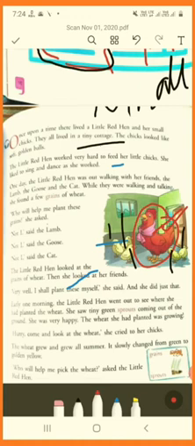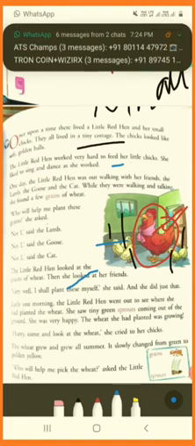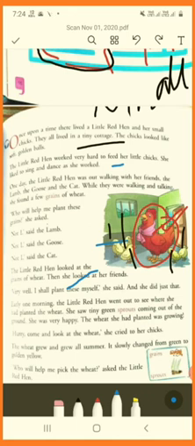So what happens here? Let's move on. So one day the little red hen was out walking with her friends, the lamb, the goose, and the cat. So what happened one day? One day the little red hen was out walking with her friends. Like we all go for walking, right? Morning, evening, in order to keep ourselves fit and healthy. Similarly, this little red hen was out for a walk with her friends.